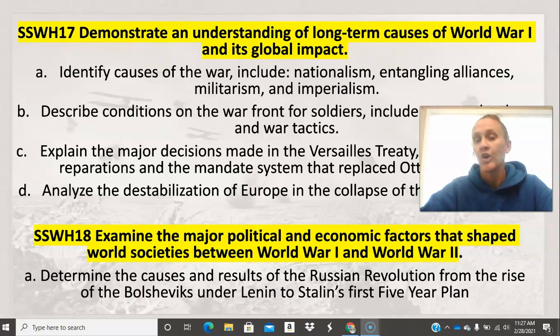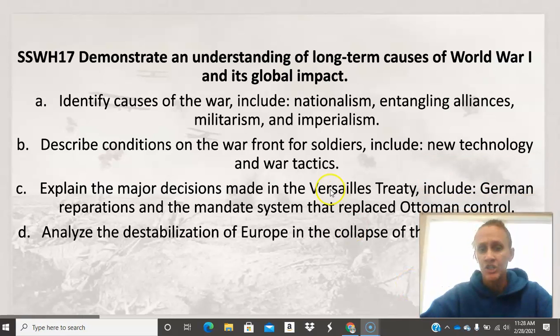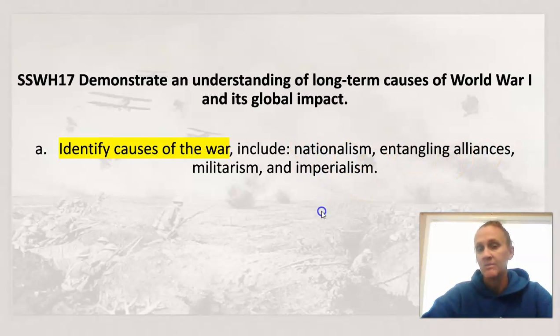And then the next unit we'll go into the Bolsheviks and Stalin and the rise of communism and collectivization in Russia and its shift to the Soviet Union. All right, so we'll just focus on 17 for a bit, but identify the causes of the war, including nationalism, alliances, militarism, and imperialism. And if you use the word MAIN as an acronym, M for militarism, A for alliances, I for imperialism, and N for nationalism, you have the causes of World War I.